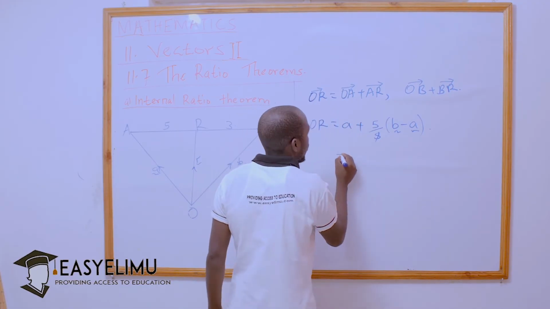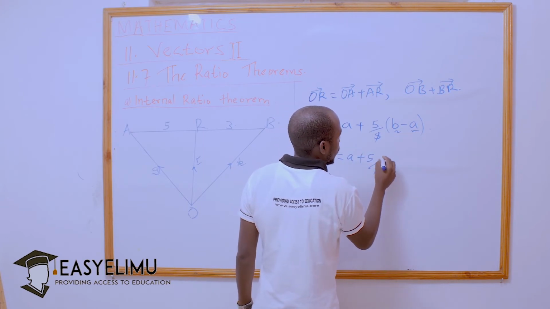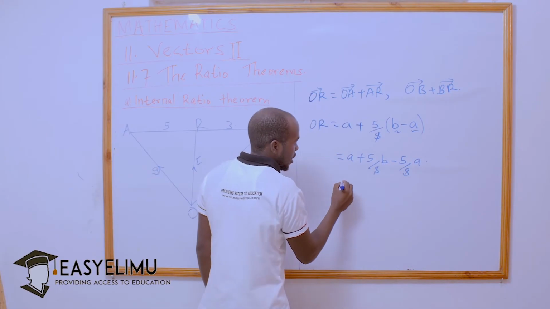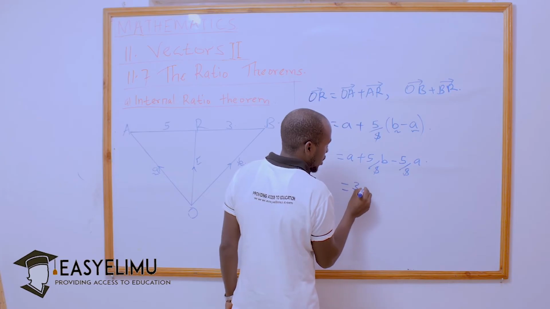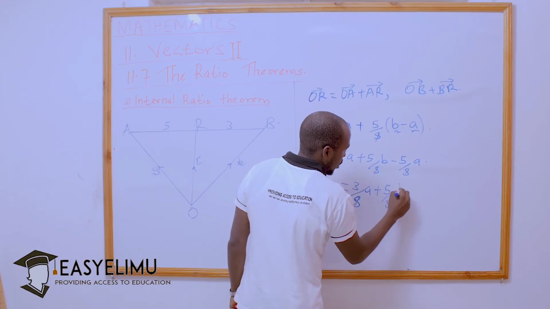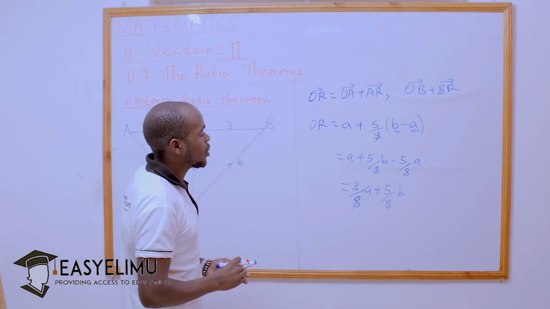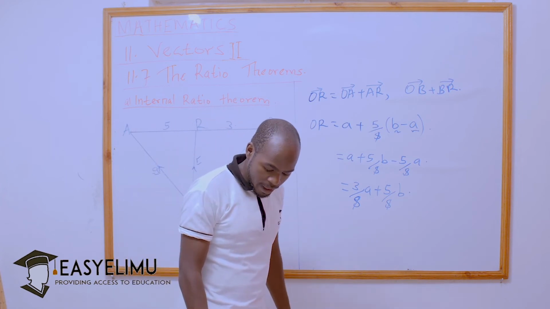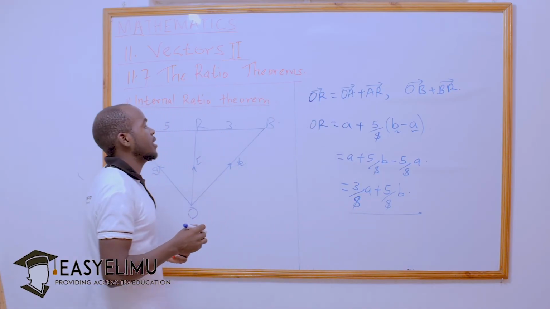So for that case, we are going to have A plus 5 over 8 of B minus A. Now this one will be B minus 5 over 8 A when we open the bracket. If you take A minus 5 over 8 A, you will remain with 3 over 8 A plus 5 over 8 B. Can we factor out? No, it will remain like that. So we are having 3 over 8 A plus 5 over 8 B. This is our value for that case.